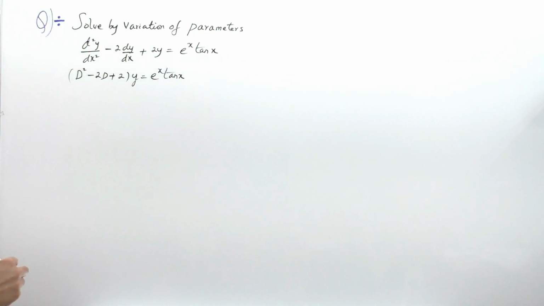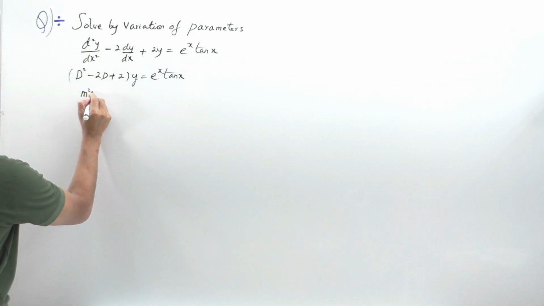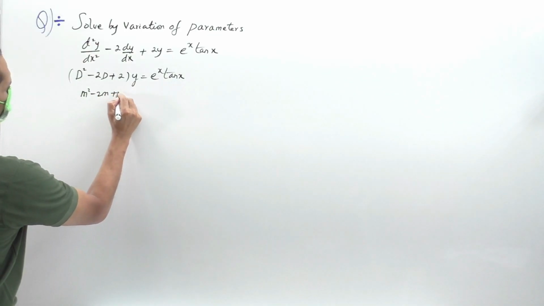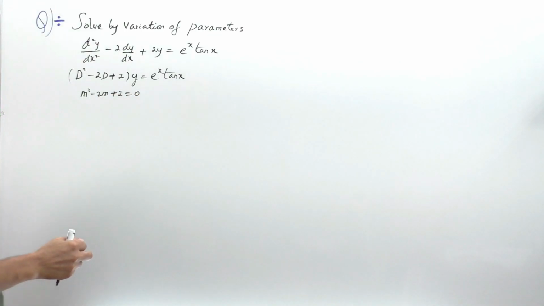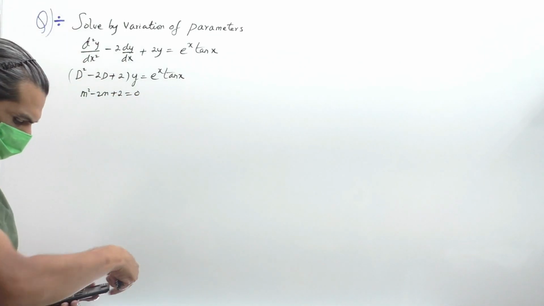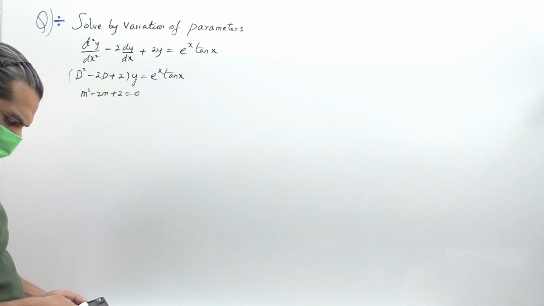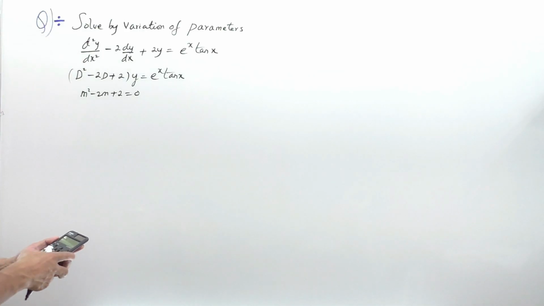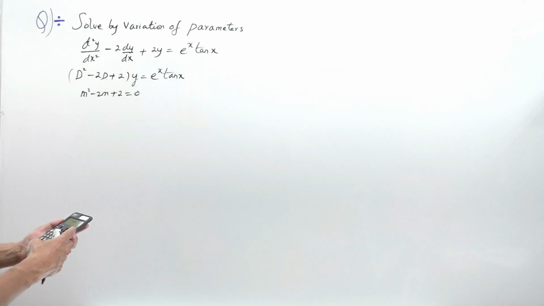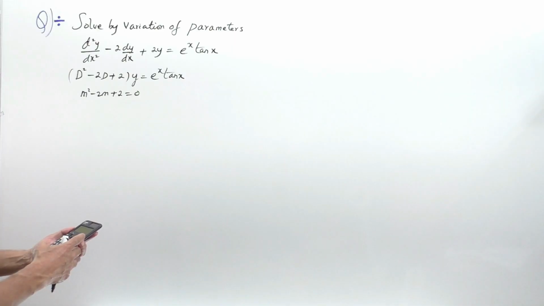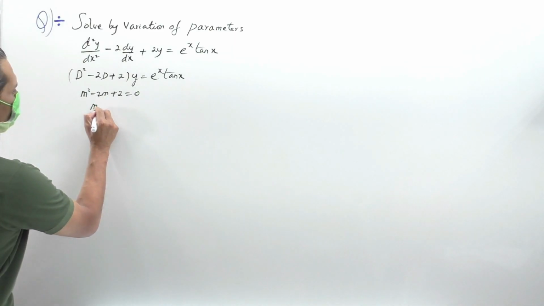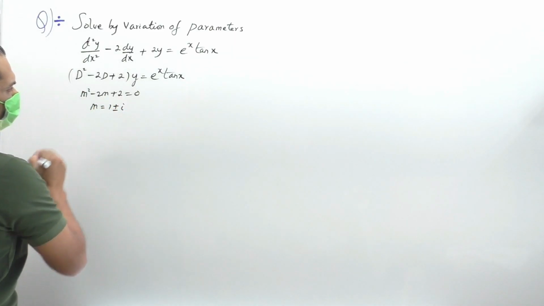So, next we need to find the CF. So, we find the roots here. We write the auxiliary equation m square minus 2m plus 2 is equal to 0. Let us make use of the calculator here. We go to the equation mode, then polynomial: 1, minus 2, 2. The roots are 1 plus or minus i. We have m is equal to 1 plus or minus i here.